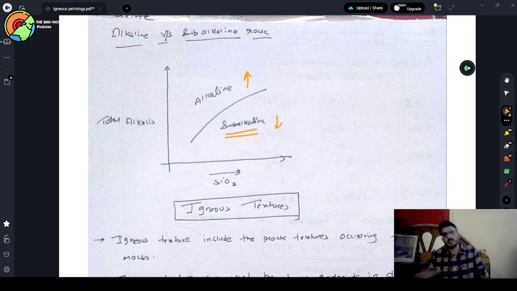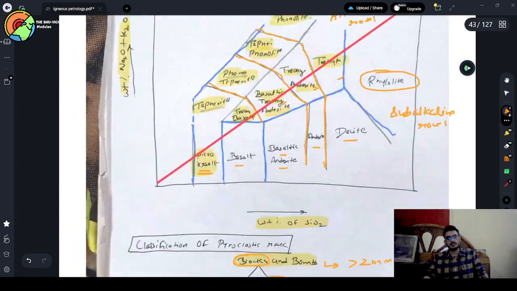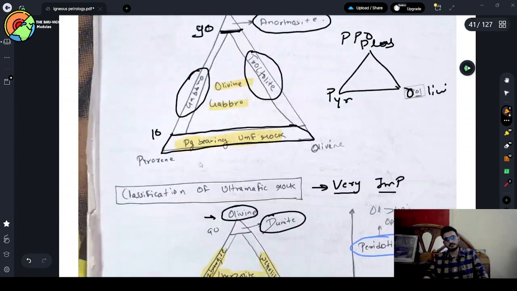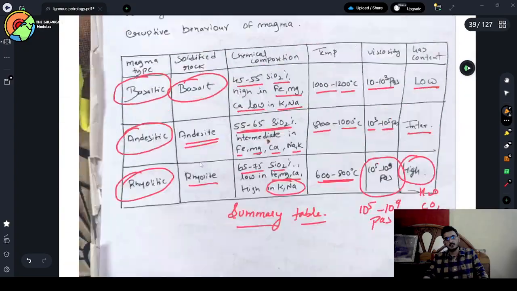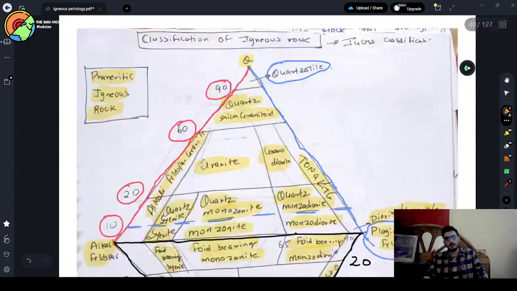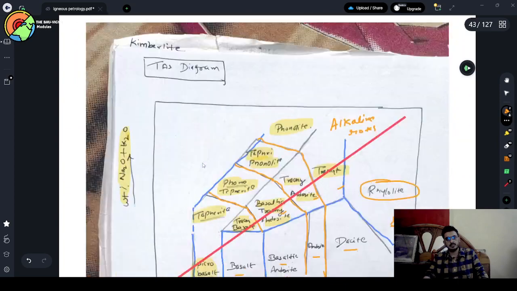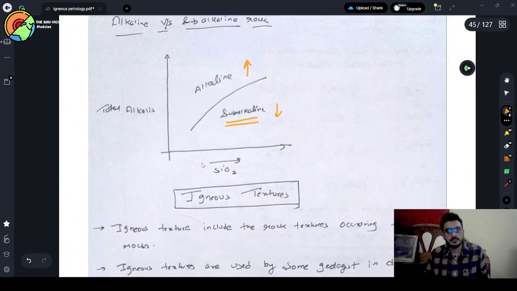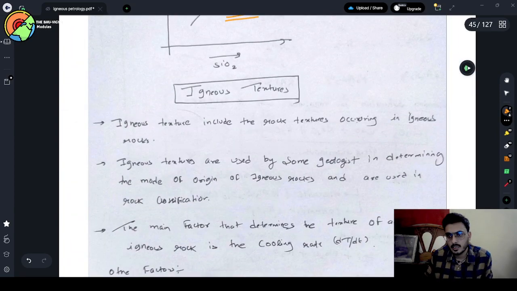So this completed our lecture number 9 on classification of igneous rocks and the types of magma and all. In the next lecture, we will study the textures of igneous rock.